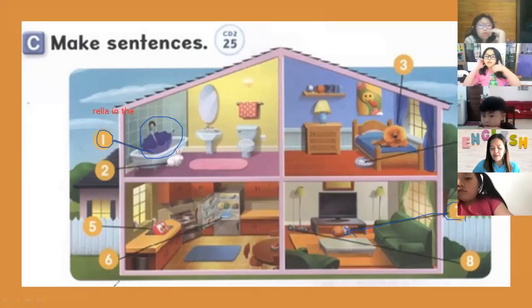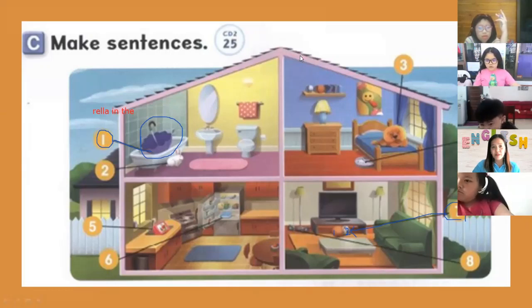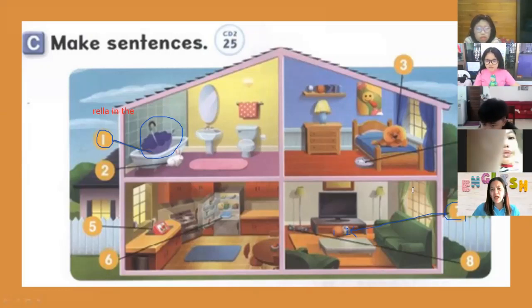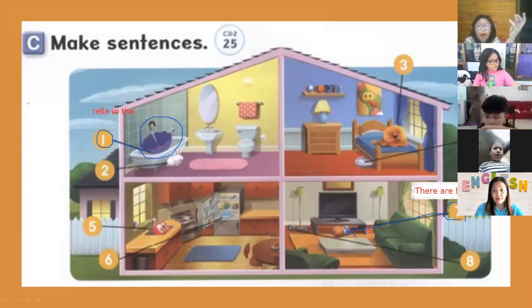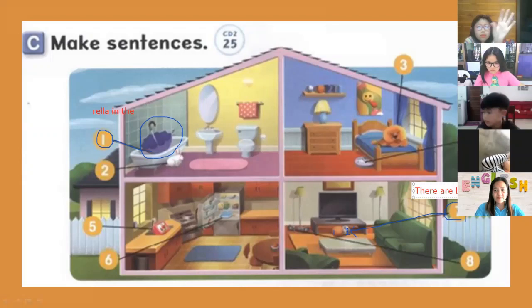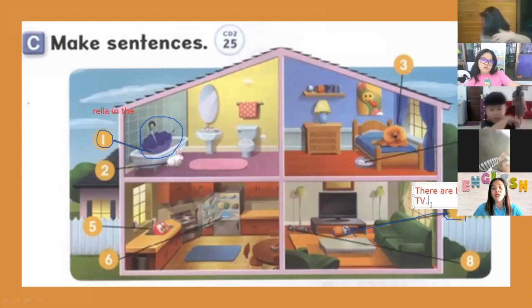Where is it? Beside, on top of the TV, or under the TV? Under the TV. So how will you do the sentence here? There are balls under the TV. Yes, there are balls under the TV.